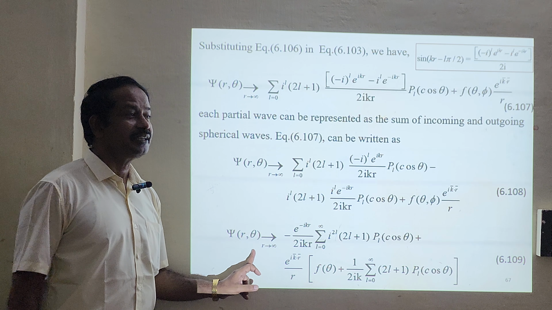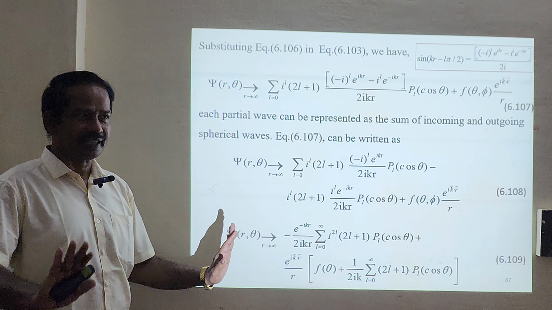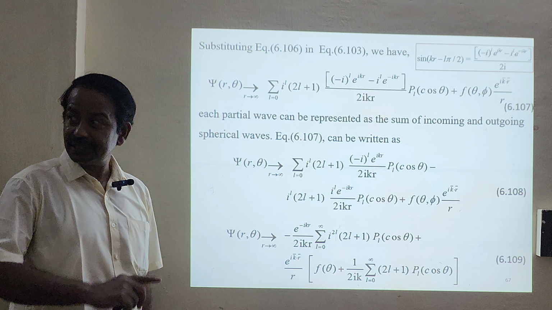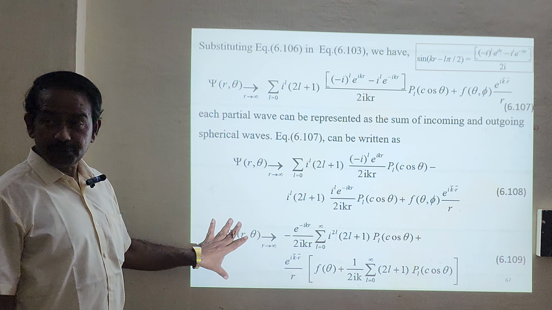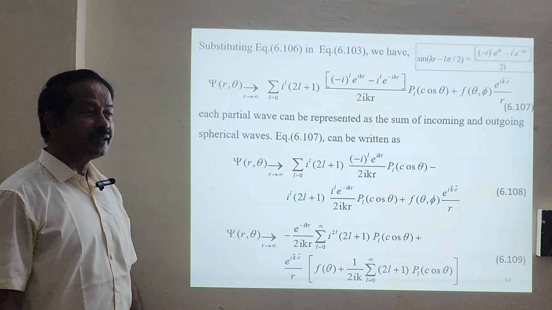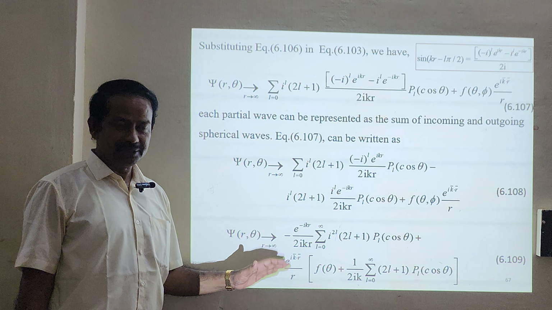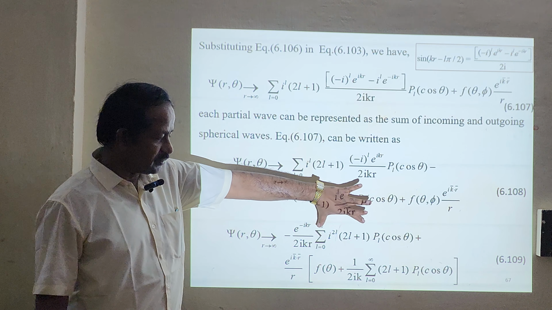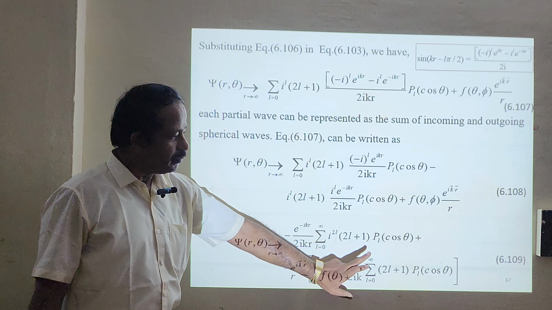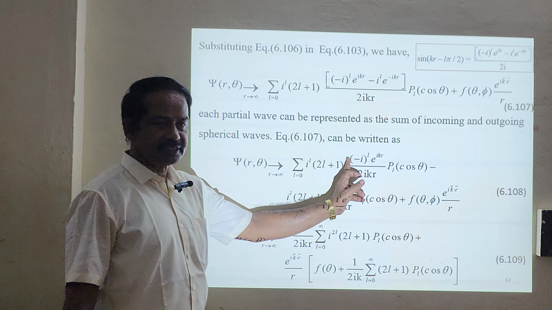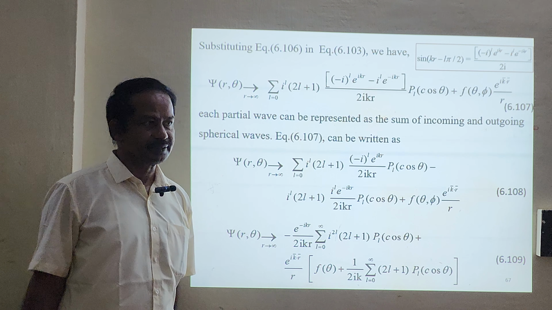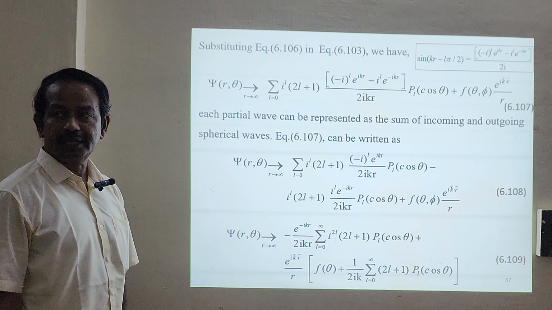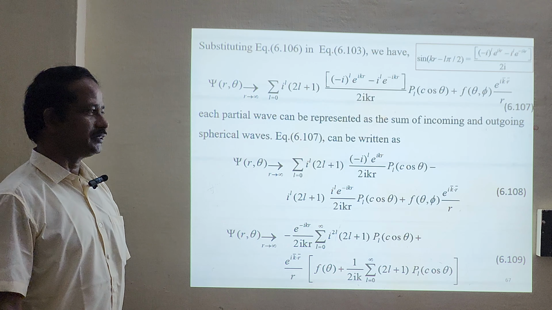This is a very important equation. Just remember this equation for the time being. We are going to compare it with another solution, so we are going to use 6.109 later. So now we have the minus term and the plus term. We have combined the first term and third term and written it here. The second term, let it be like this. So remember this 6.109 equation.